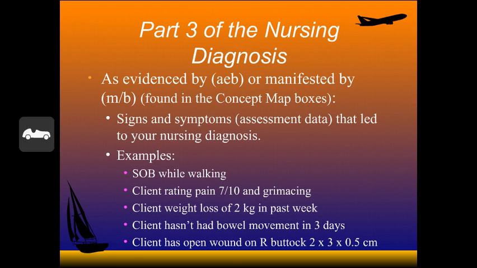Some other examples are short of breath while walking. Client rating their pain 7 out of 10 and grimacing. A client weight loss of 2 kilograms in the past week. The client hasn't had a bowel movement in 3 days. Or the client has an open wound on the right buttock measuring 2 by 3 by 0.5 centimeters. So you can see it's pretty simple putting together a nursing diagnosis once you've learned how each component works together.